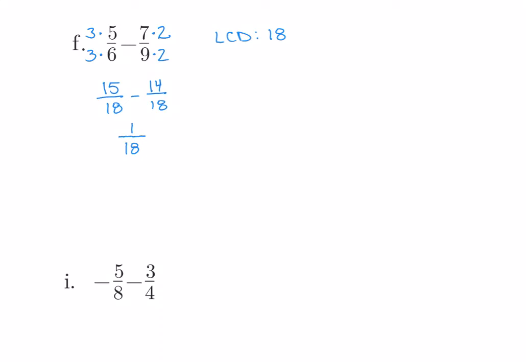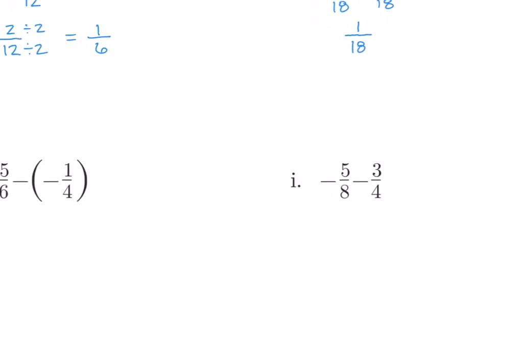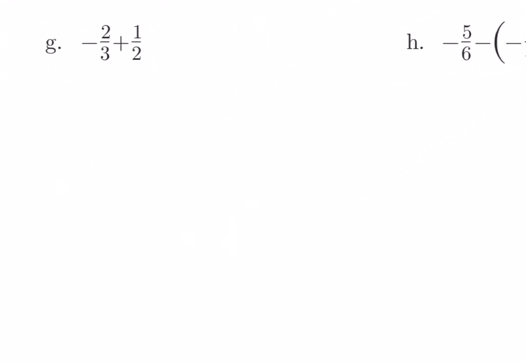All right, so that's some basic adding and subtracting. So now let's bring in our signed numbers. If we look at example G, same thing again, we're just going to go ahead and combine the fractions. So I still need the LCD. The smallest number divisible by 2 and 3, or as a multiple of 2 and 3, is 6.